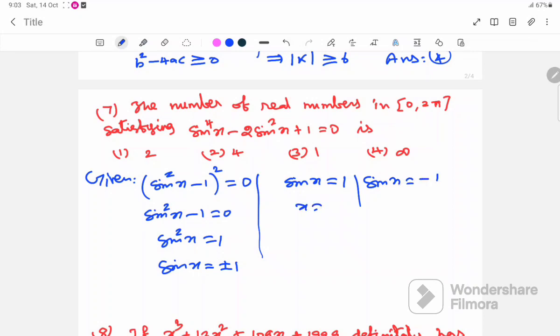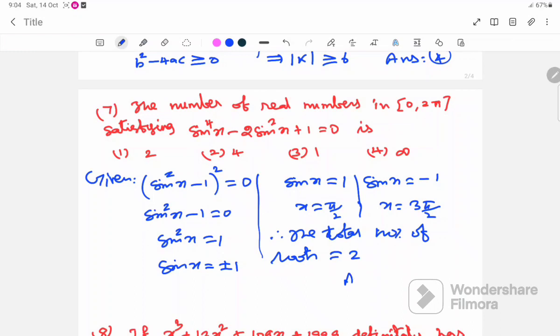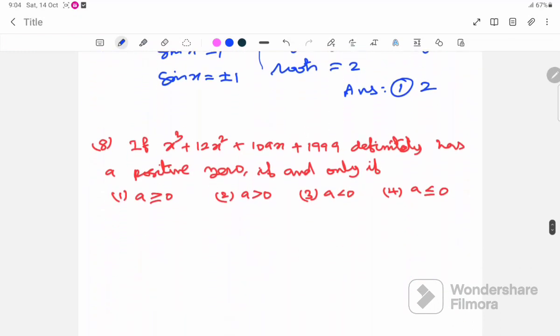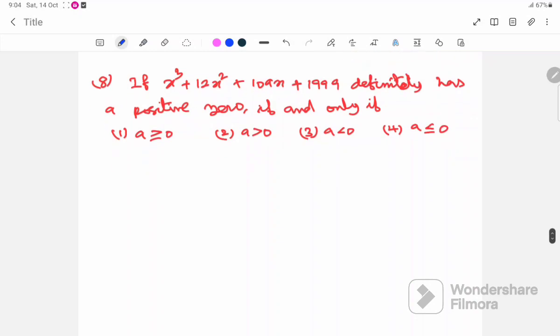See, it will be obtained when x equals pi by 2. It will be obtained when x equal to 3 pi by 2. So, from 0 to 2 pi, only these two possible numbers are there. Therefore, the total number of roots equal to 2. It is there in option 1. Okay. Next, question number 8.